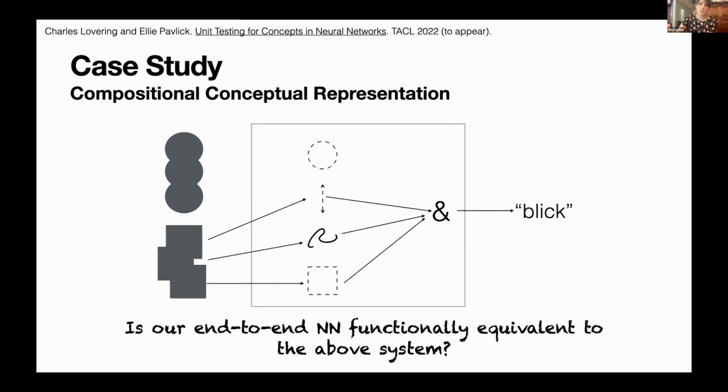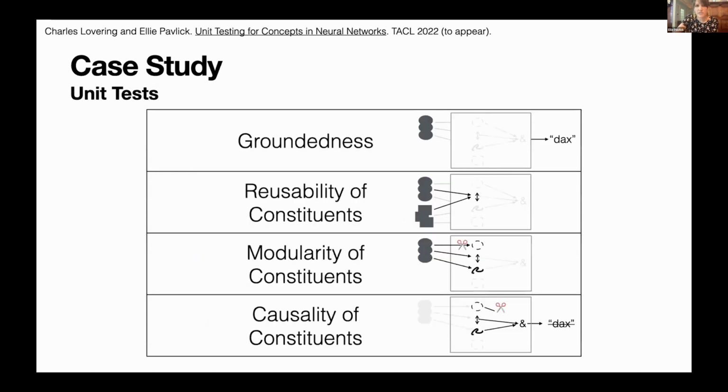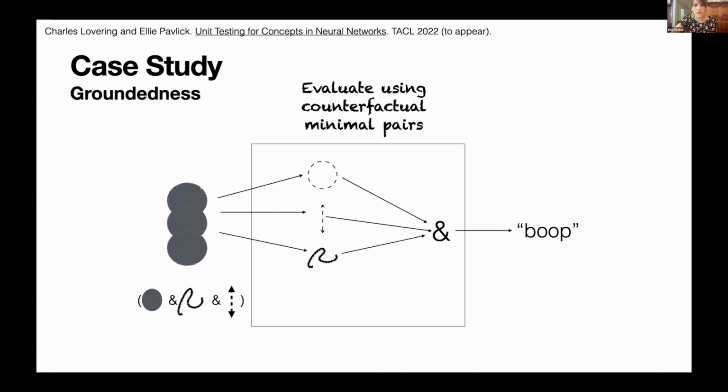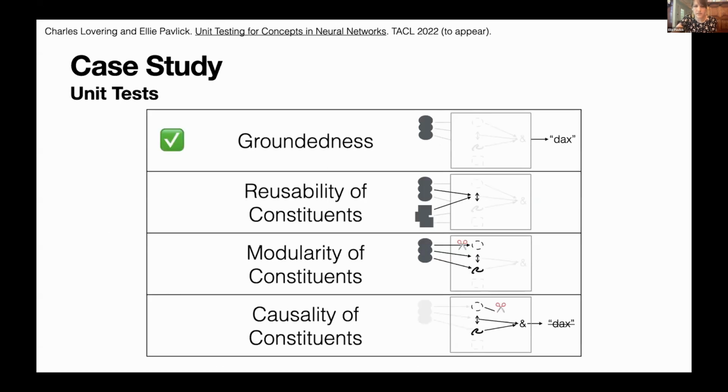And so our question is whether our end-to-end neural networks are basically functionally equivalent to this type of system. And we want to do this using different unit tests that get at different pieces of the representation. I won't go into details on all of these. The names are probably not great, but let's call them groundedness, reusability, modularity, and causality. The groundedness test is basically what we call our behavioral test: the system should do a good job. I'll skip over that and say that basically the systems are good at identifying these concepts.